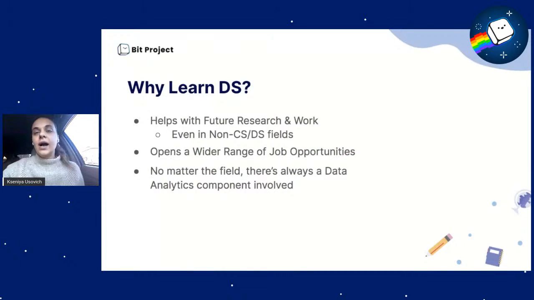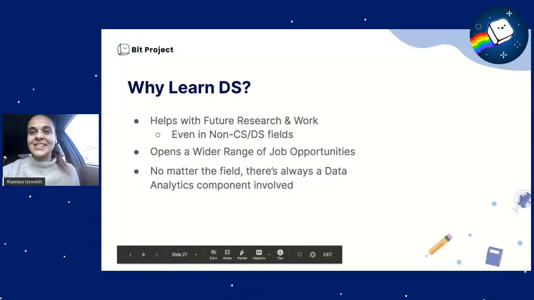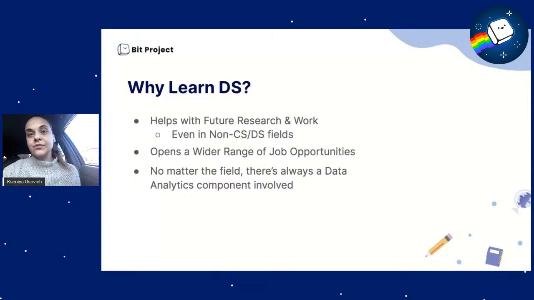While learning DS, I know that some people are intimidated by any computational fields like DS or CS, and I myself was like that. I think regardless of whether you actually become a data scientist or not, you will still need to use some analytical skills in your future research and work, even in sociology and other humanities majors. It opens a wider range of job opportunities for students, just stating that they know some programming environments and know how to code in Python, even if the knowledge is super basic. No matter the field, there is always a data analytics component involved.